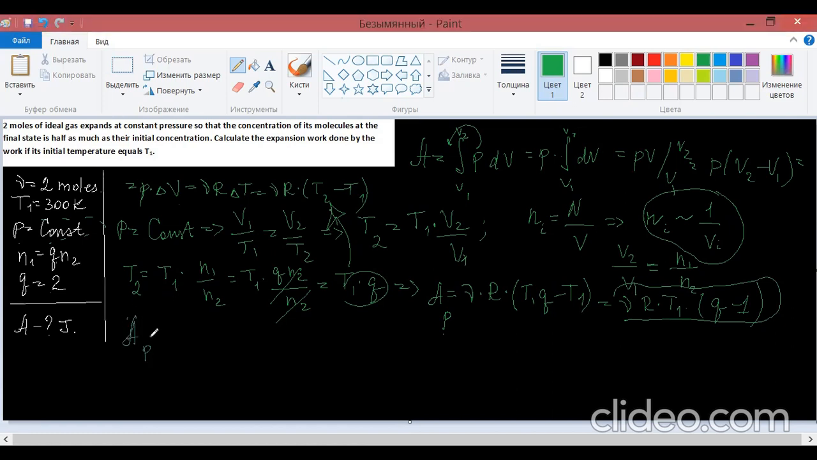So A equals 2 moles times 8.314 joules per mole kelvin, right? The initial temperature is 300 kelvins, right? And q is equal to 1.